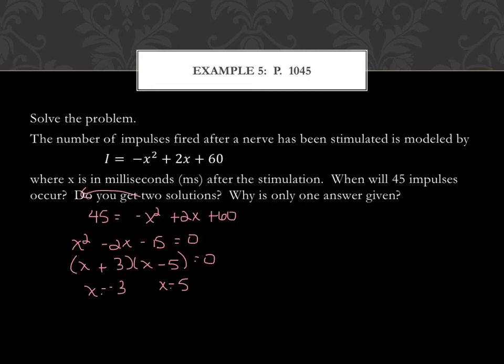So when will 45 impulses occur? After 5 milliseconds. Yes, we got two solutions when we solved it. We're only giving one answer because it doesn't make sense to have a negative in this context. When we're talking about time, we don't have a negative amount of time. So 5 milliseconds is the only answer that makes sense.